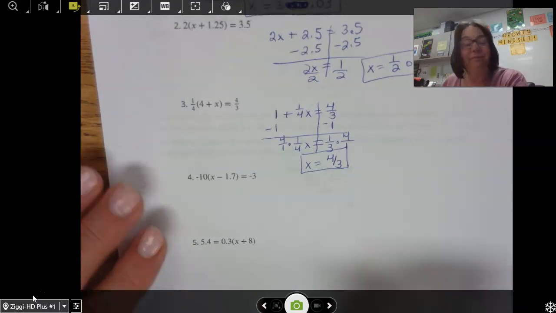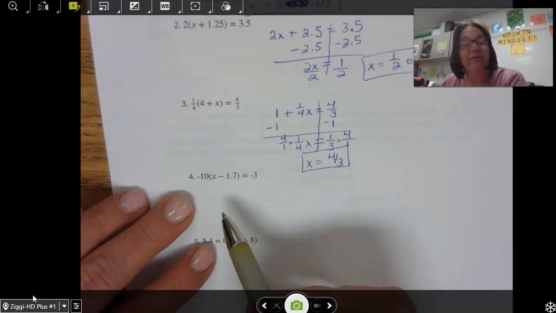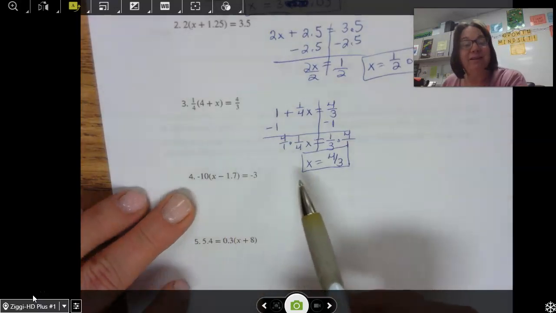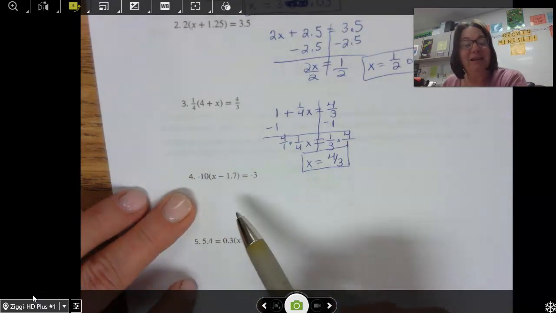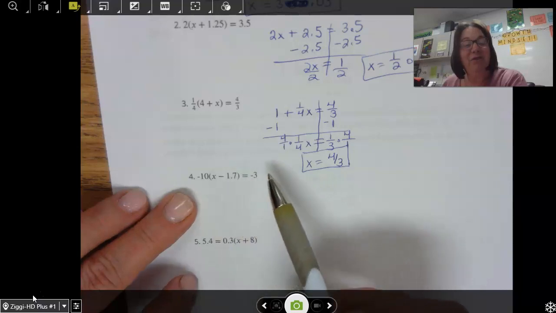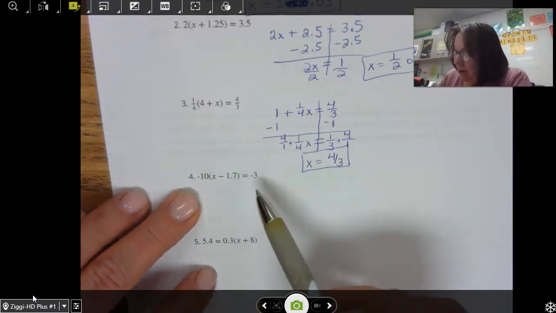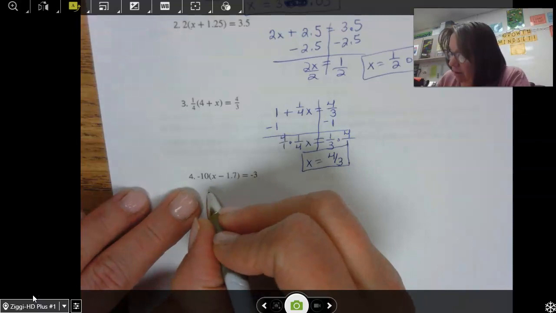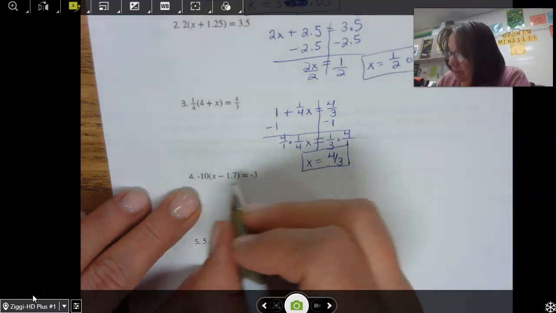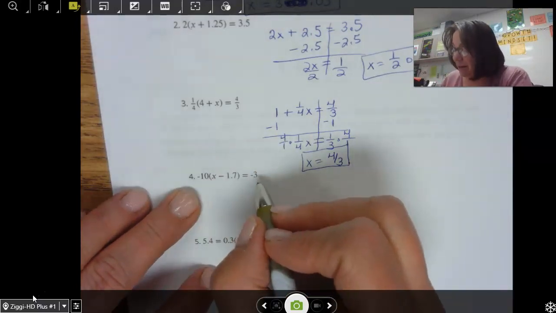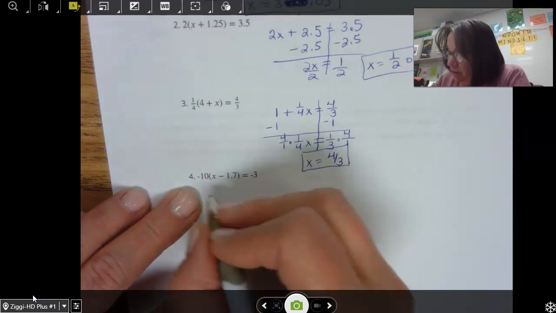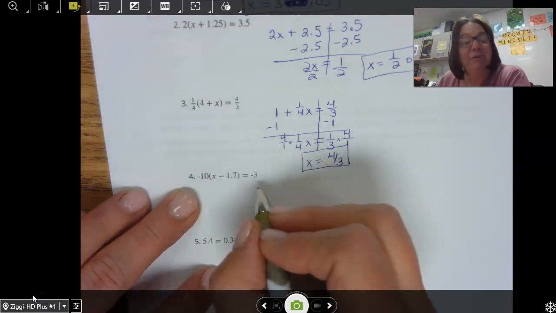Okay, number 4. If I look at it, it doesn't seem very easy to me to divide -3 by 10. So I'm just going to go ahead, although I could, it wouldn't be too bad because we're talking 0.3 then, but let's just do it that way. Let's do this one both ways and see which one's easier.